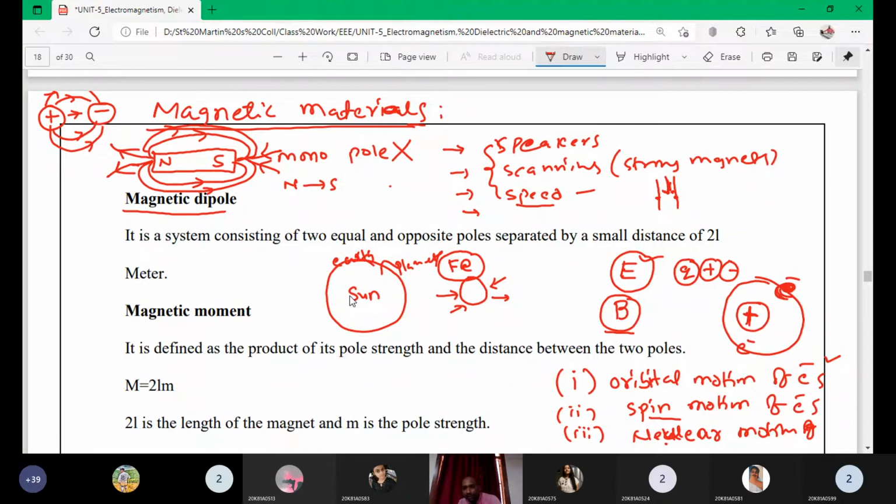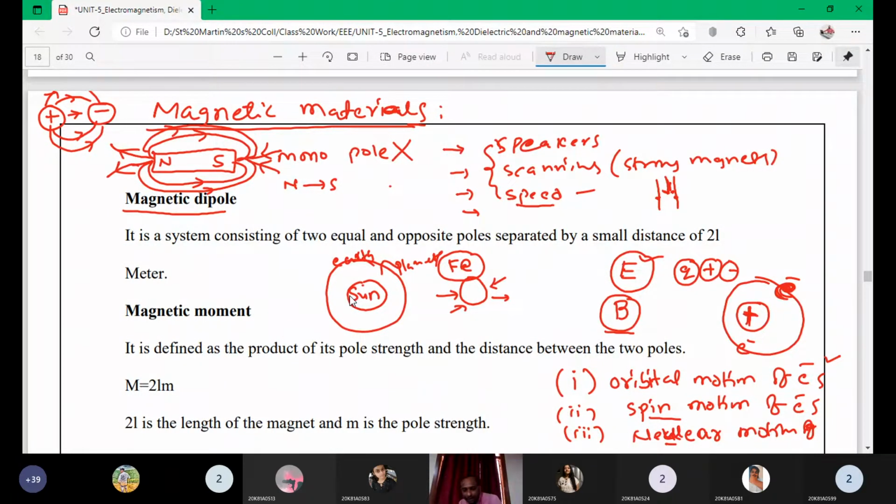And finally, nuclear motion. This center will also rotate on itself, like the sun also rotates on itself, right? Self rotation plus self rotation. The sun has self rotation, similarly this nucleus has self rotation. Because of this self rotation also, we have some magnetic field.